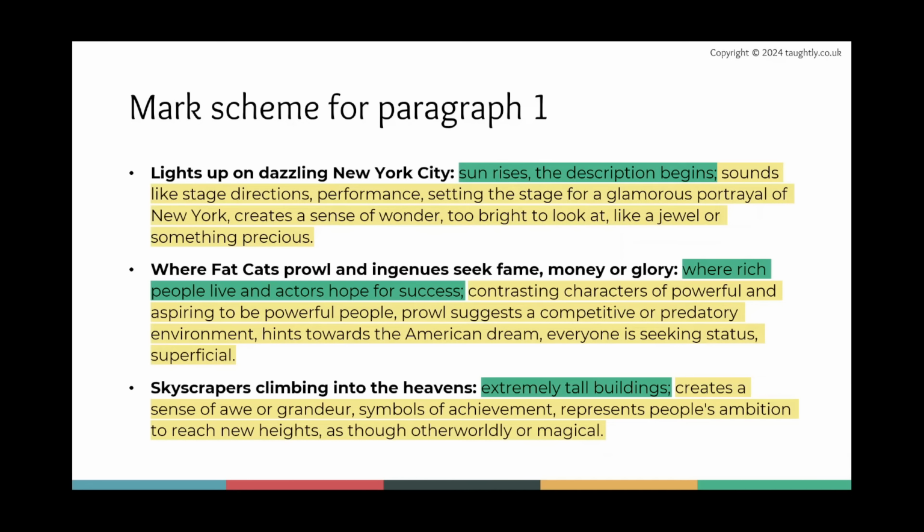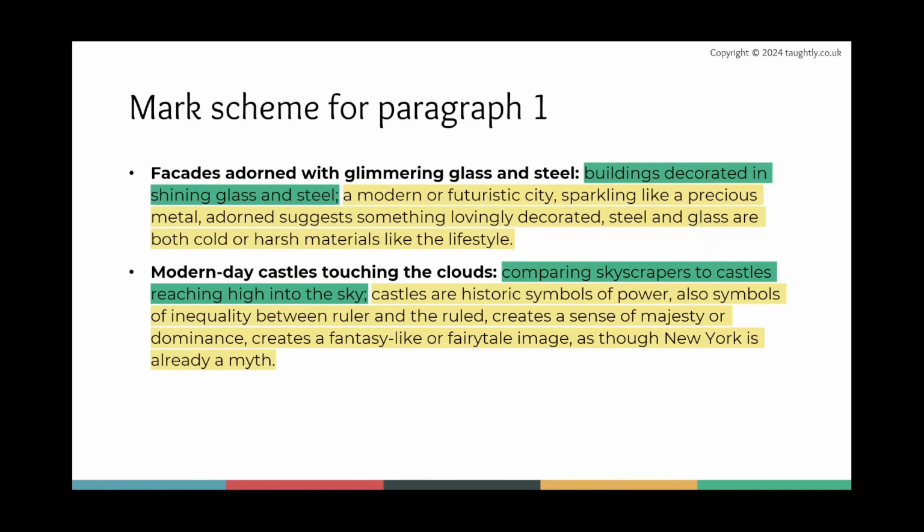Effect, creates a sense of awe or grandeur, symbols of achievement, represents people's ambition to reach new heights, as though otherworldly or magical. Image, facades adorned with glimmering glass and steel, meaning buildings decorated in shining glass and steel. Effect, a modern or futuristic city, sparkling like precious metal, adorned suggests something lovingly decorated. Glass and steel are both cold or harsh materials, perhaps like the lifestyle of the people who live there. Looks good, but it's actually cold and sad to live in.